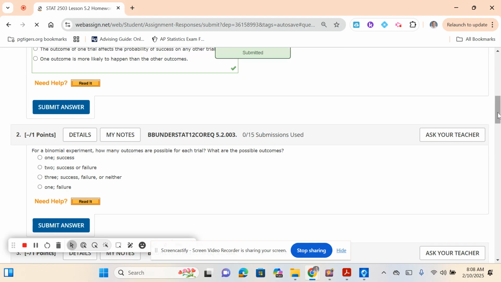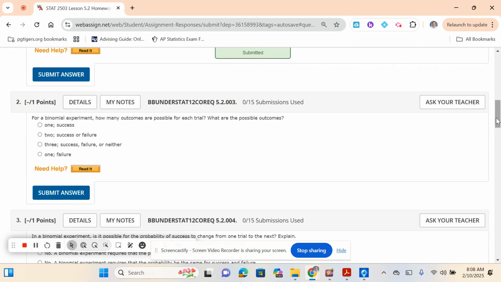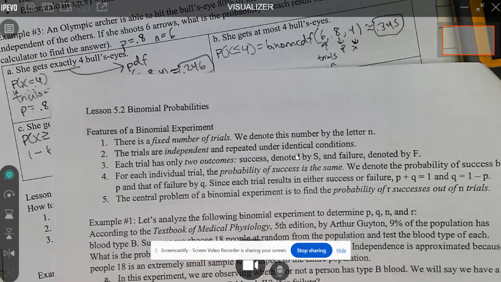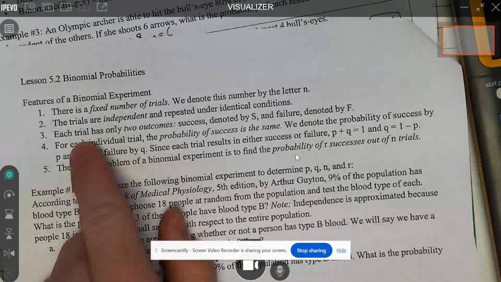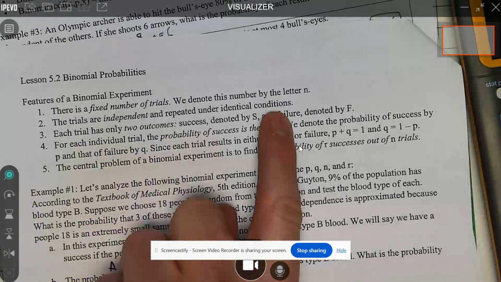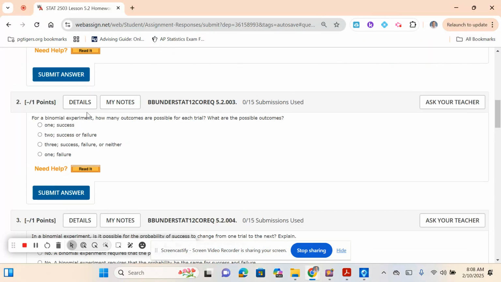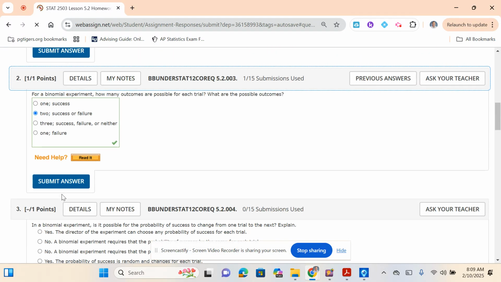For a binomial experiment, how many possible outcomes are there for each trial? Let's think about our notes. We might want our notes for this one. Each trial has exactly two outcomes, success or failure. So if I'm flipping a coin, it's either heads or it's not heads. I don't say heads and tails, I say heads and not heads. So two, either success or failure. All right.